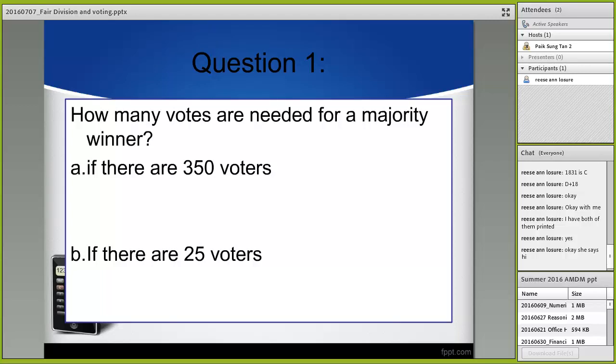So here I have set up a few questions that we can practice. They are similar to questions from the quiz that you will be taking next week. No, tomorrow.